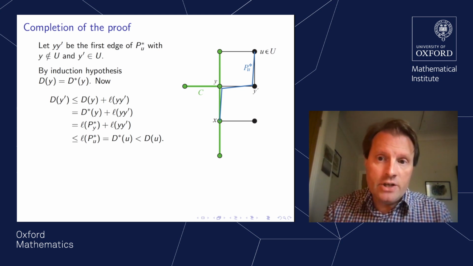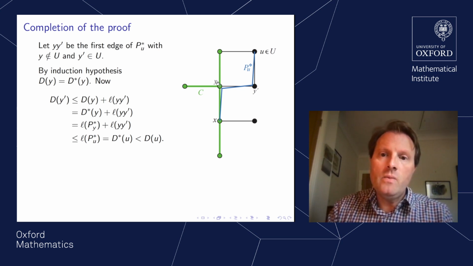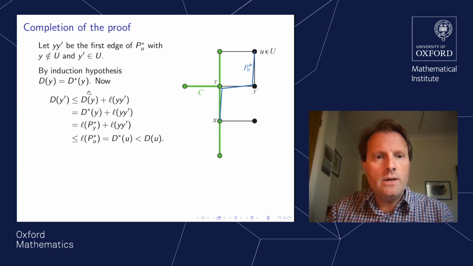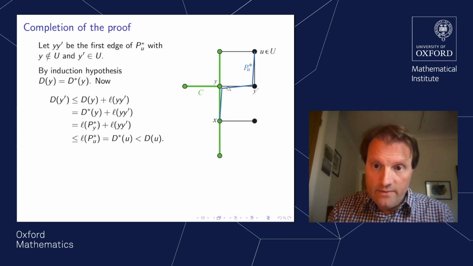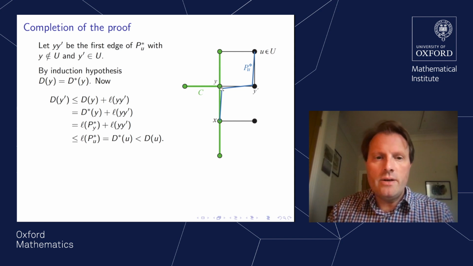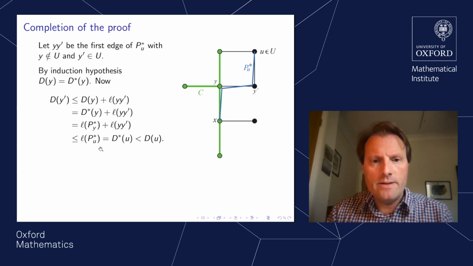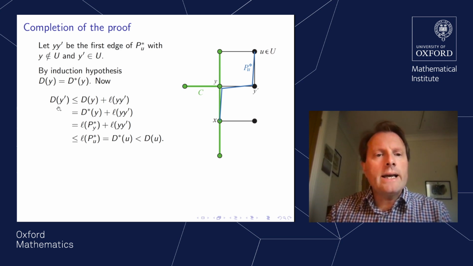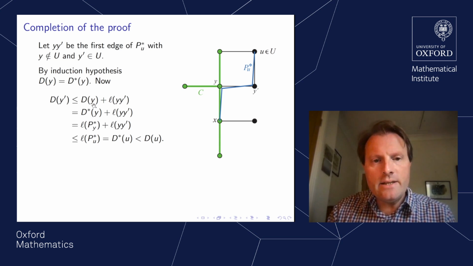Now, by induction, we know that for all of the vertices in this tree T_C, they have the correct d value, namely d of y is equal to d star of y, in particular for this vertex y. Okay, so now we have a sequence of inequalities. Some of them are more obvious than others. The first one is possibly the least obvious. I claim that d of y primed is less than or equal to d of y plus L of y y primed.